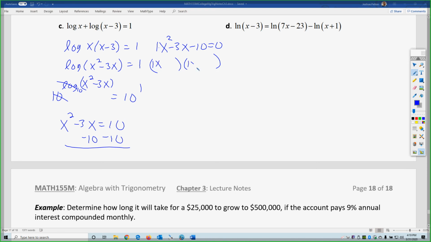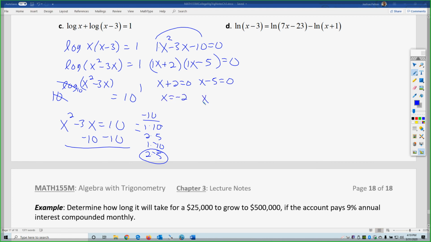So 1x and 1x. 1 times negative 10 is negative 10. So that's 1 times 10 or 2 times 5. One of these, however, has to be negative. Either the first one or the second one has to be negative. I choose the second one to be negative because I need negative 10 when I multiply. I need them to add up to negative 3. So x plus 2 is 0. x minus 5 is 0. So that means x is negative 2 and x is 5.